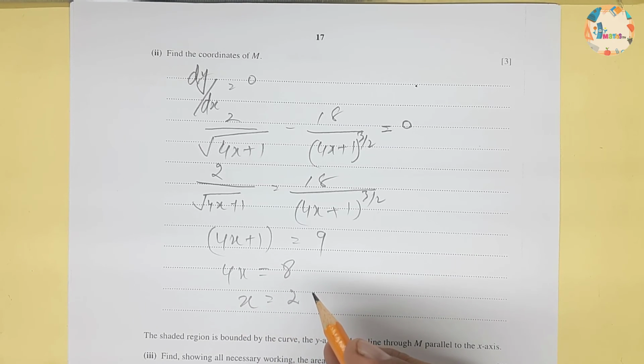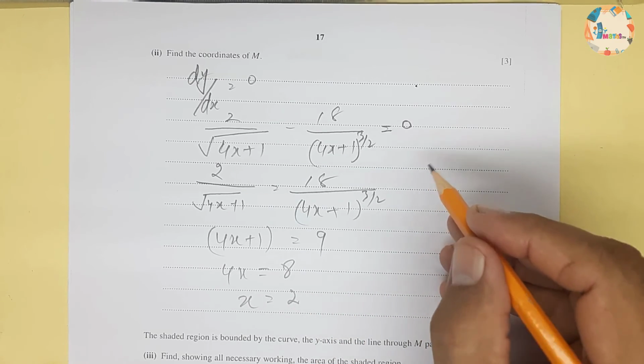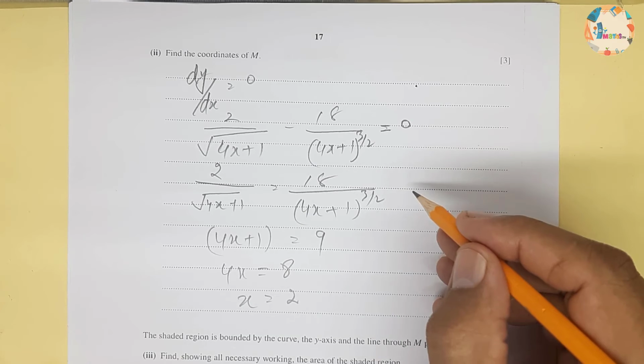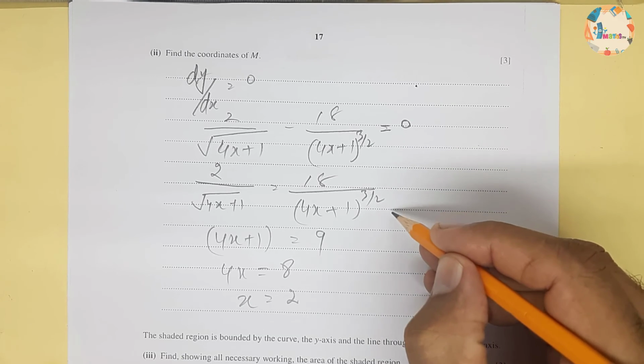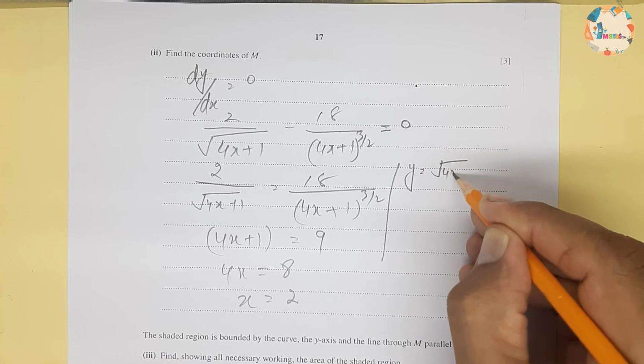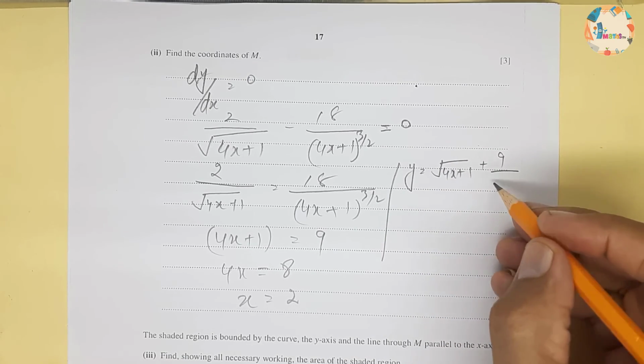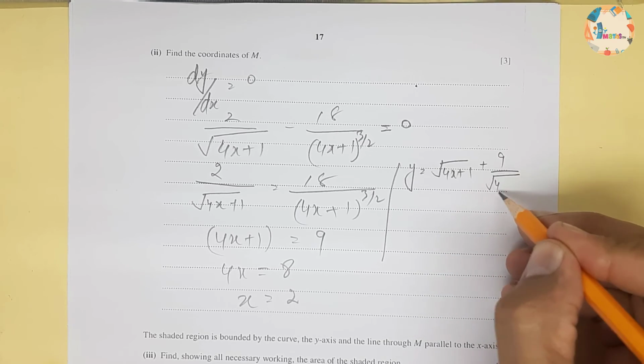So x is equal to 2, and basically we will be replacing this x equal to 2 in the y value in the given equation. So the given equation is what? y is equal to under root 4x plus 1 plus 9 over under root of 4x plus 1.